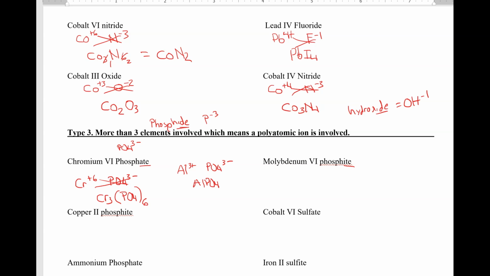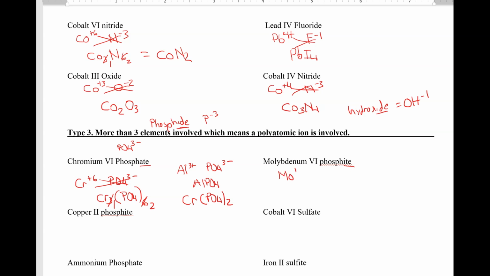In any case, we still need to reduce this, right? Because this is 6 and a 3. So 3 goes into 3 once, goes into 6 twice. So I end up with Cr, PO4, 2. There's my final answer.